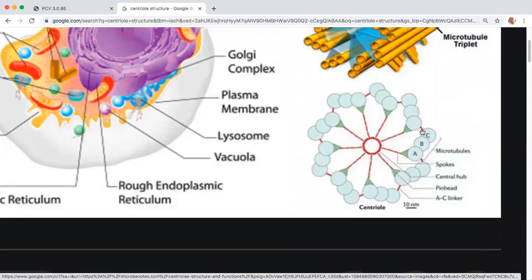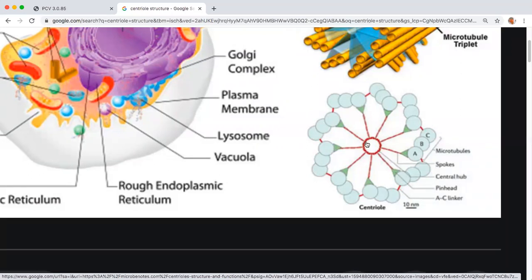So we call this the AC linker. Like this it is linking, so we call that an interlinking protein. And from here, what is happening? You are able to get spikes or spokes, radial spokes. These radial spokes are integrated to form what we call the core.